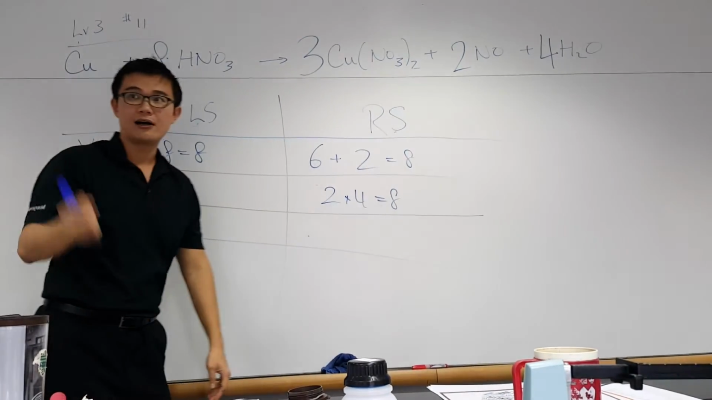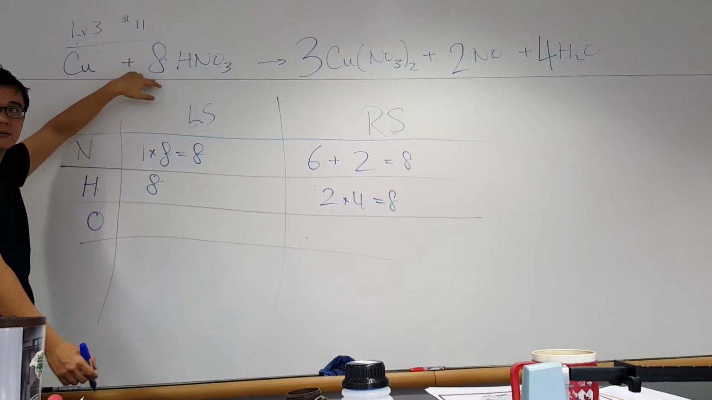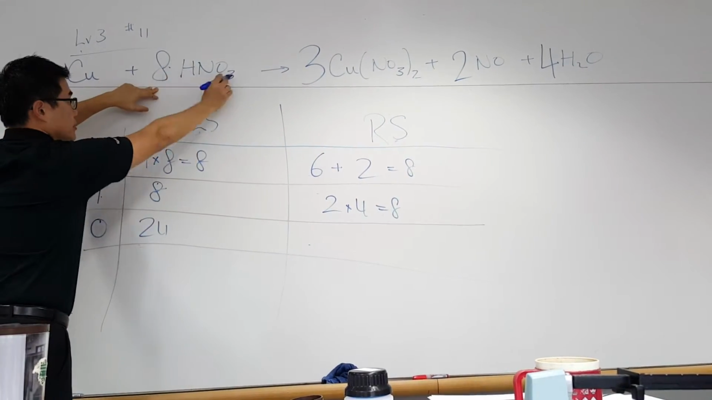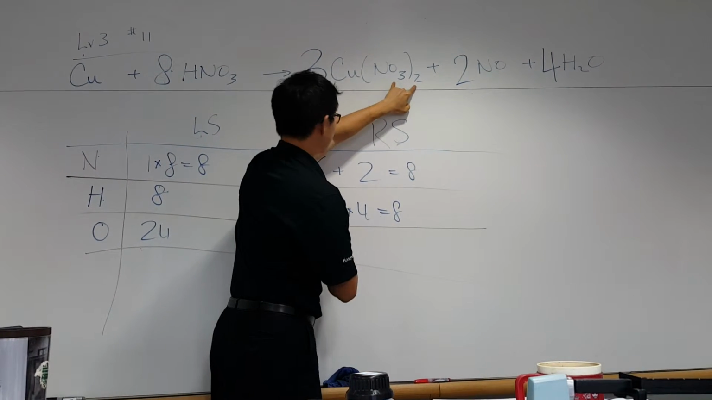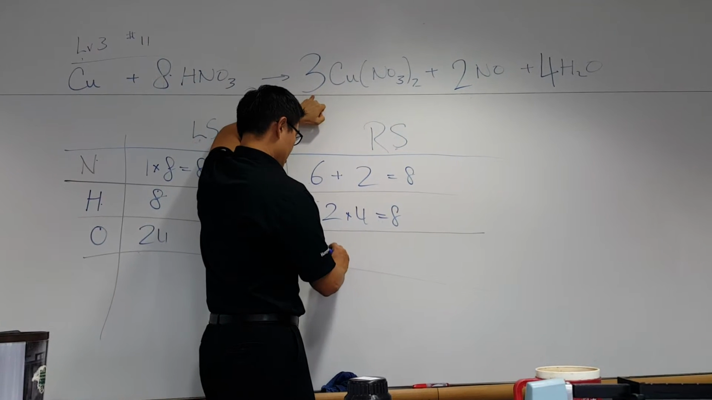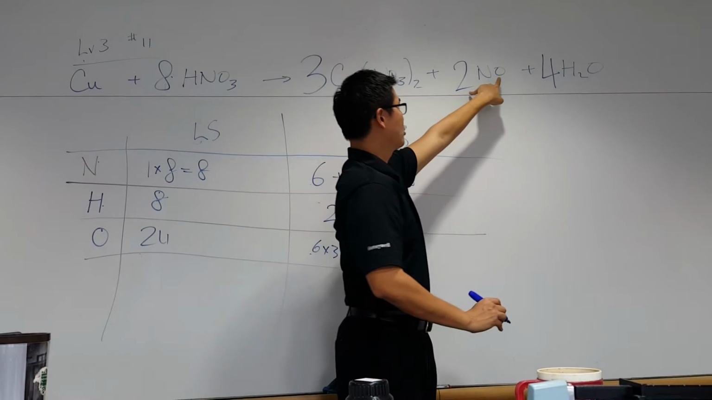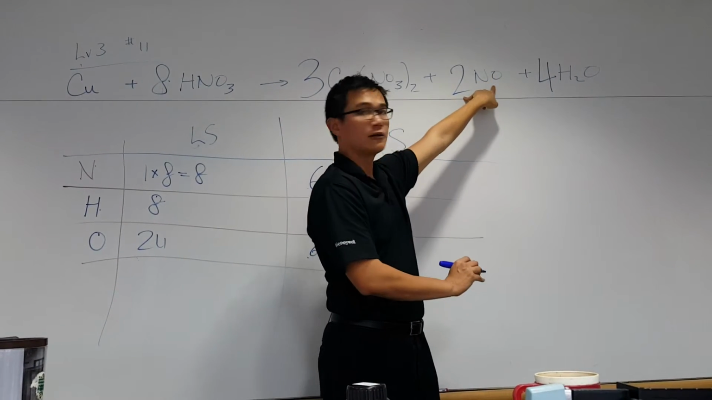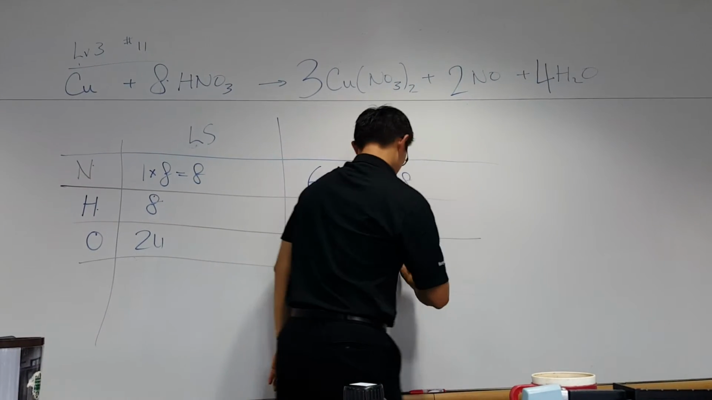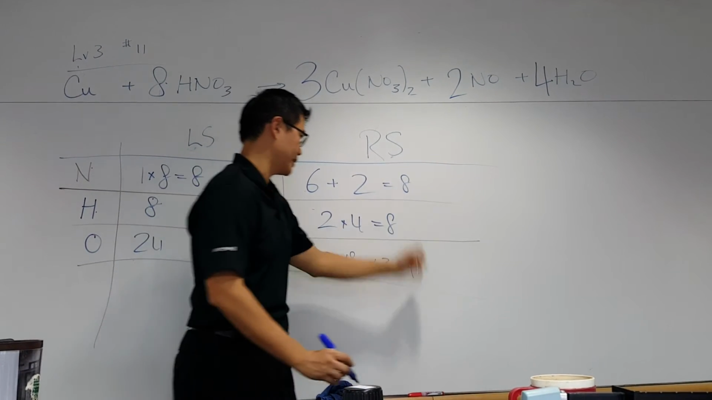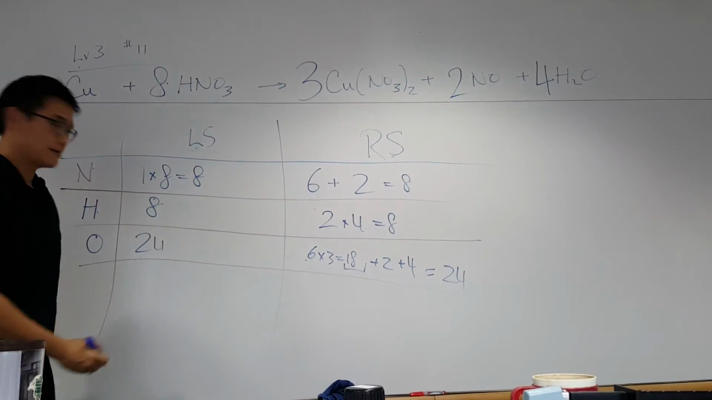Now here's the tricky part. Let's try the oxygen. How many oxygen do I have on this side? 24. 8 times 3 gives me 24. So let's see. 3 oxygen times 2, that gives me 6. 6 times 3, that gives me 18. So I have 18 from copper nitrate. I have 2 oxygen still from the nitric oxide. I have 4 times 1, that gives me 4. So 18 plus 2 plus 4 gives me 24. So oxygen now, yay, is balanced.